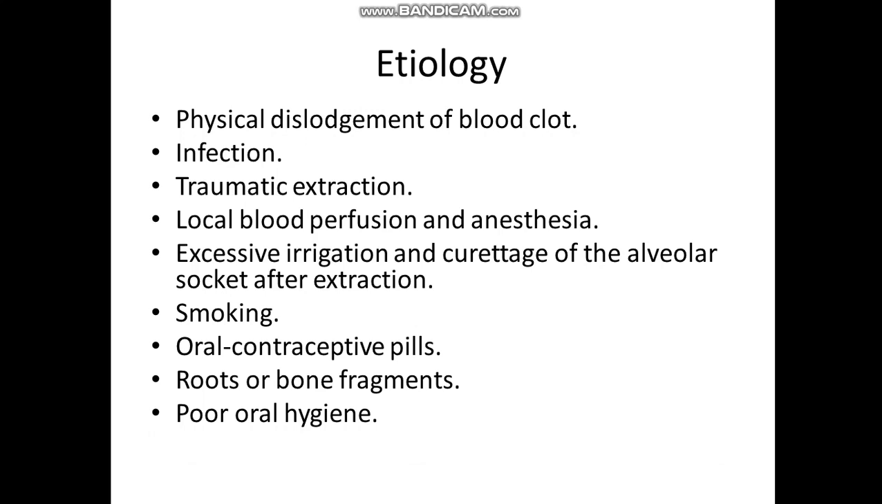The type of anesthesia. Actually, the local anesthesia contains vasoconstrictor, and vasoconstrictor inhibits the inflammatory component. That means the blood supply to remove the necrotic tissue, the dead bacteria. Actually, the vasoconstrictor reduces the blood supply, and this inhibits the formation of blood clot and subsequently leads to development of dry socket.